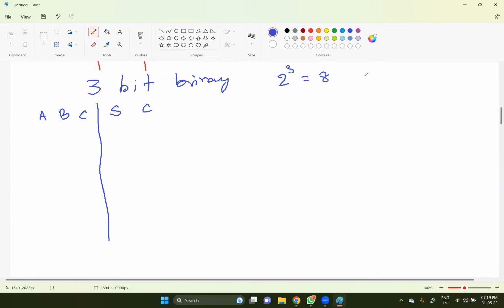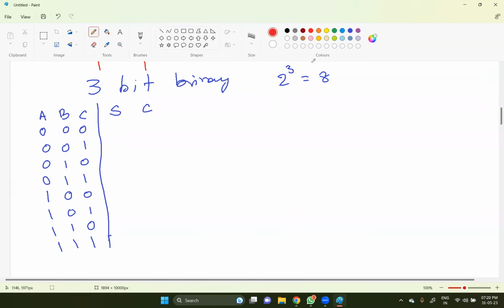So if you take the combinations 0 0 0, 0 0 1, 0 1 0, 0 1 1, with the 2-bit combinations everything is over with the 3rd bit as all zeros. Now let me convert all the 3rd bits into 1: 1 0 0, 1 0 1, 1 1 0, and all ones. So this is the total number of combinations available.